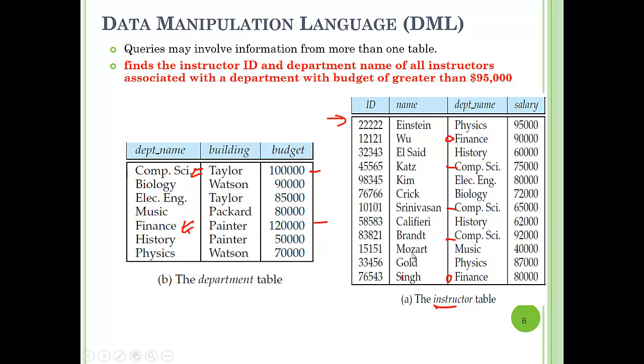5 instructors belong to the finance department and computer science department, the respective departments whose budget is more than $95,000. Now how do we write this query? Now we are interested in instructor ID and department name. Now here I'm not going to write the table name, but make sure that you have this practice.